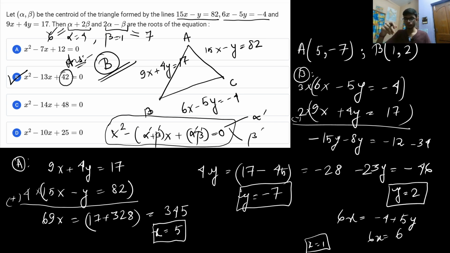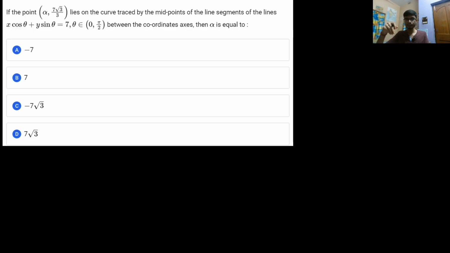Alright, so let us move to the third problem. The third problem is a very important type of problem that you can encounter in your JEE Mains previous year papers. In many of the previous year questions, this type of problem was repeated many times. So you can definitely expect this type of question. And this problem is basically a problem on locus.